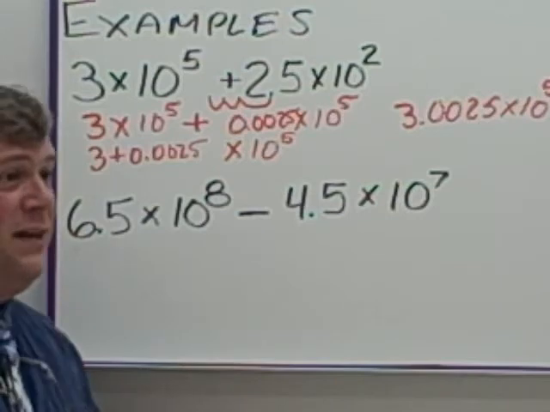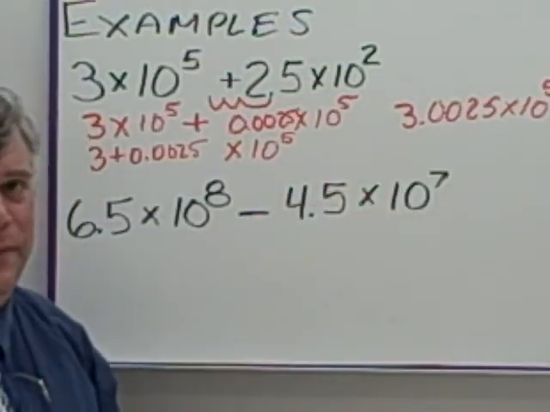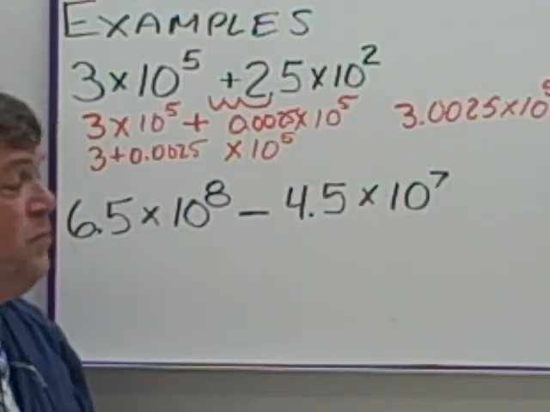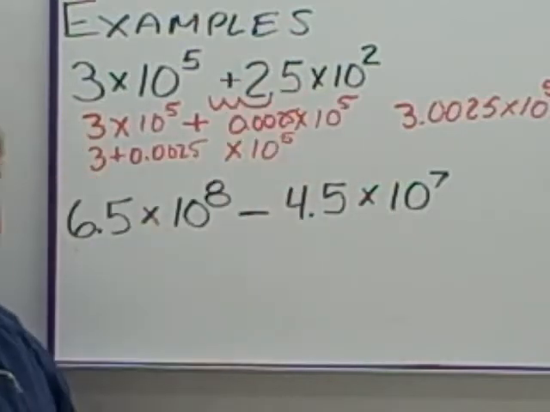Now, if you're asked to express the answer with significant digits, you may need to round that. This would probably round to just plain 3 times 10 to the 5th. Turns out this is not significant enough to make a big difference there.